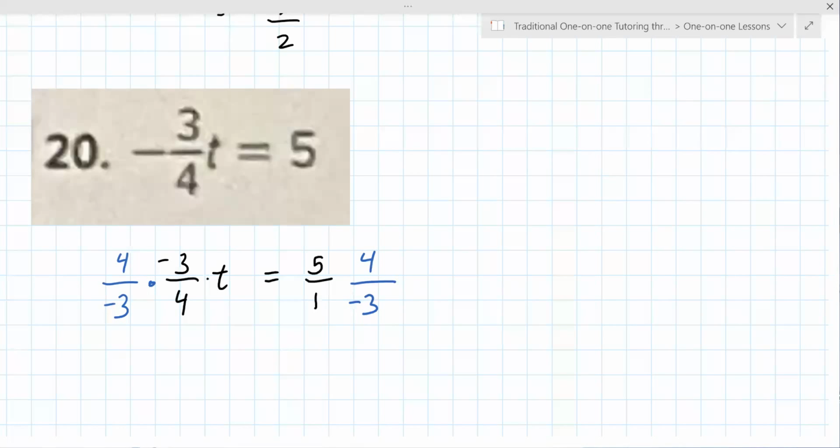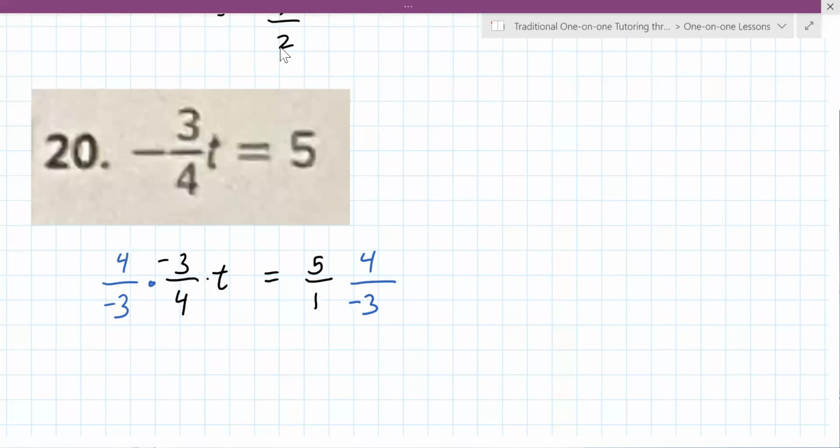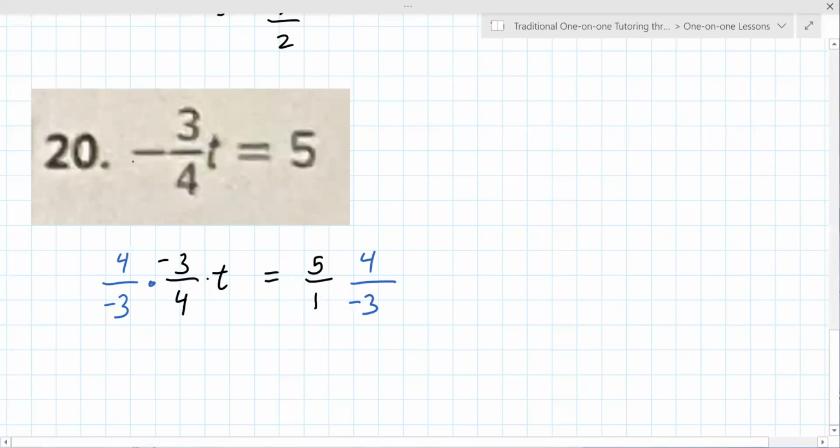What happens on the left always when you multiply by the reciprocal? It cancels out. So you don't even have to do it. Like you can if you want, but that cancels with that, and you get t. Now on the right side, it's 20 over... you're multiplying. So it is 20 on top, but on the bottom, it is negative 1 times negative 3, 4. So 1 times any number is always that number.